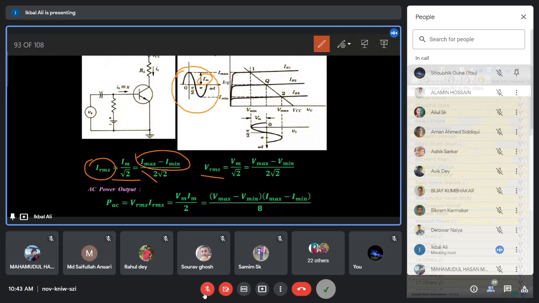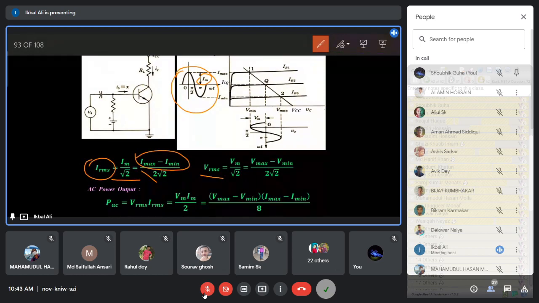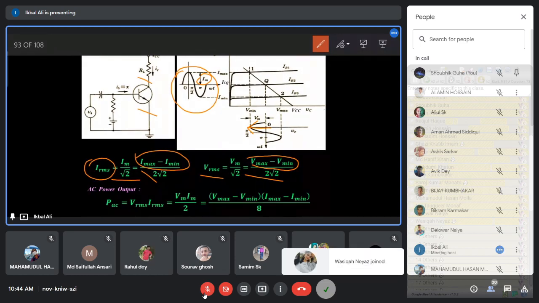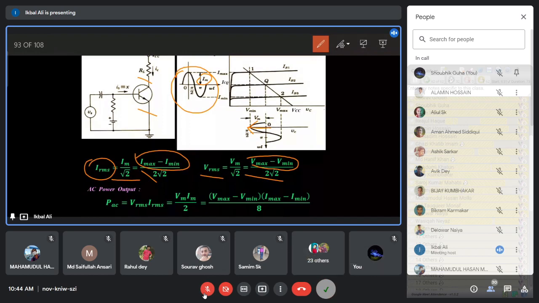Similarly, the VRMS should be Vm, the peak value of the AC signal voltage, divided by √2. And you know that Vm means Vmax minus Vmin divided by 2. So it will be Vmax minus Vmin divided by 2√2. So IRMS, the collector current flowing through the transistor between collector and emitter, is Imax minus Imin by 2√2. And the RMS value of the AC voltage developed between the collector and emitter is Vmax minus Vmin by 2√2. So the current flowing through the transistor is IRMS, and the AC voltage developed across the transistor is VRMS.